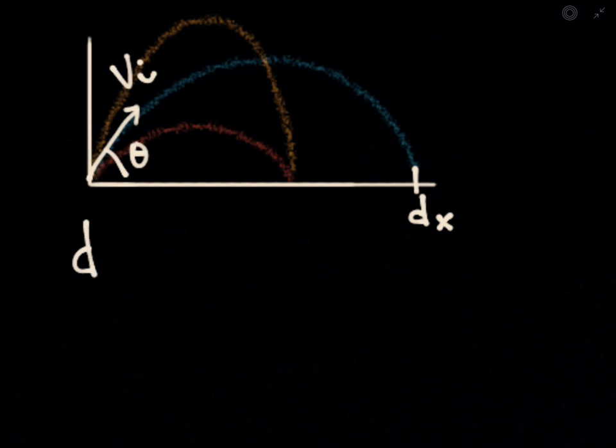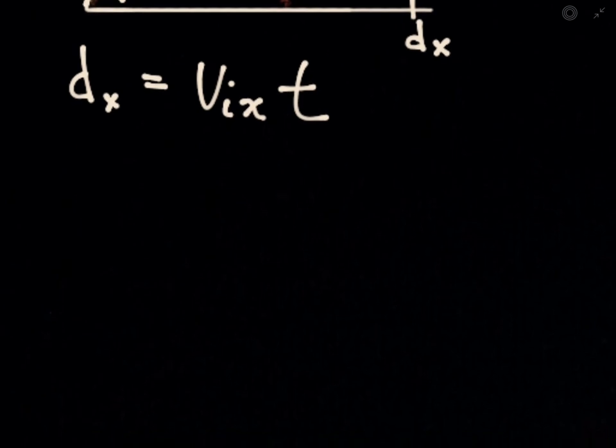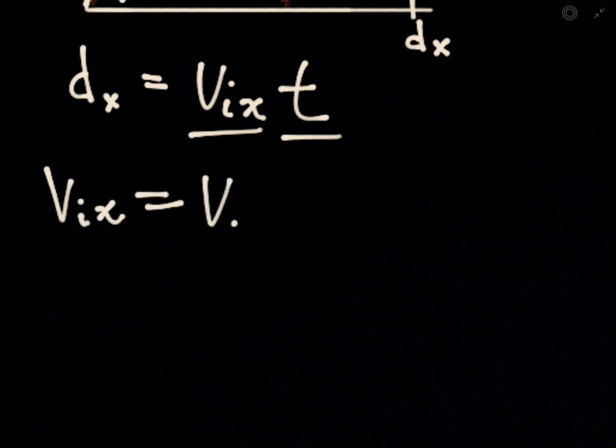So here we have our displacement in the x direction, and we know that's going to be equal to our initial velocity in the x direction times time. That's your basic meters per second times seconds equals meters. Those are the two units of the two things we're working with, so that makes a lot of sense. But I don't know either of these things, right? We're not given initial velocity in the x direction, we're just given initial velocity. But I can say the initial velocity in the x direction is equal to the initial velocity times the cosine of that angle theta.